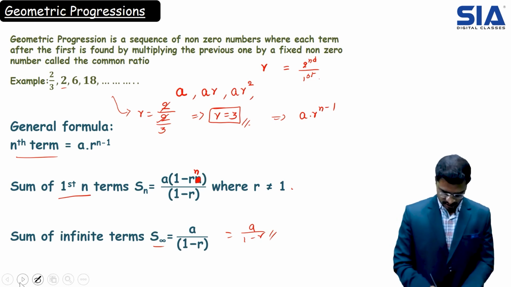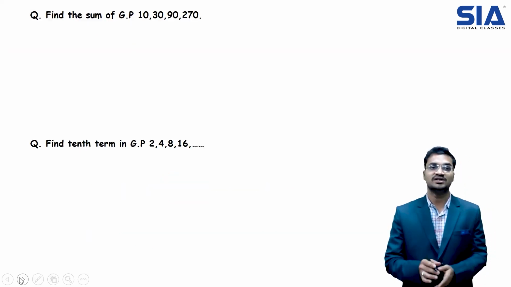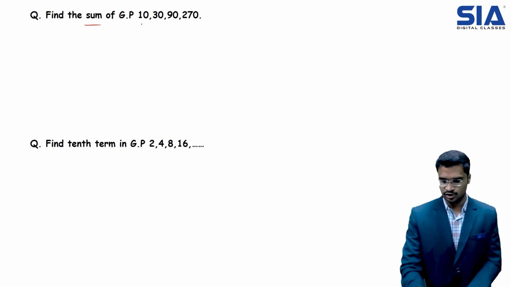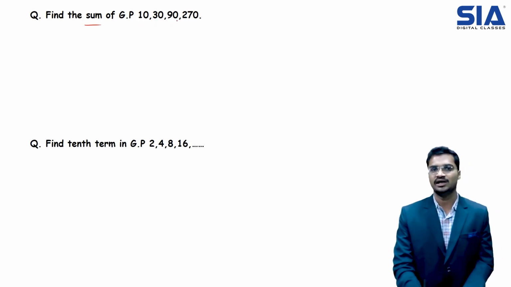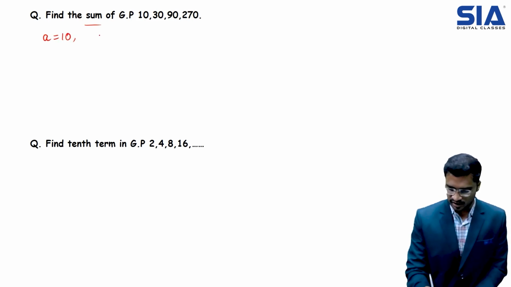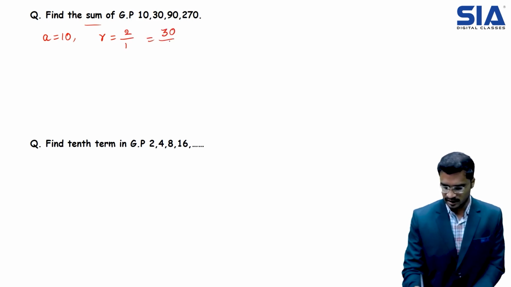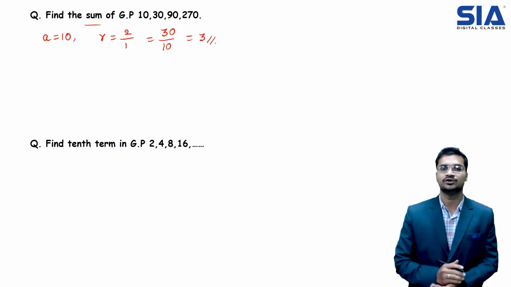Now coming to the questions. Find the sum of the geometric progression 10, 30, 90, 270. First of all, we know the first term is 10. Now we have to find the common ratio. Common ratio is second term by first term. The second term here is 30 and the first term is 10. So 30 by 10 is what? 3. So the common ratio here is 3.